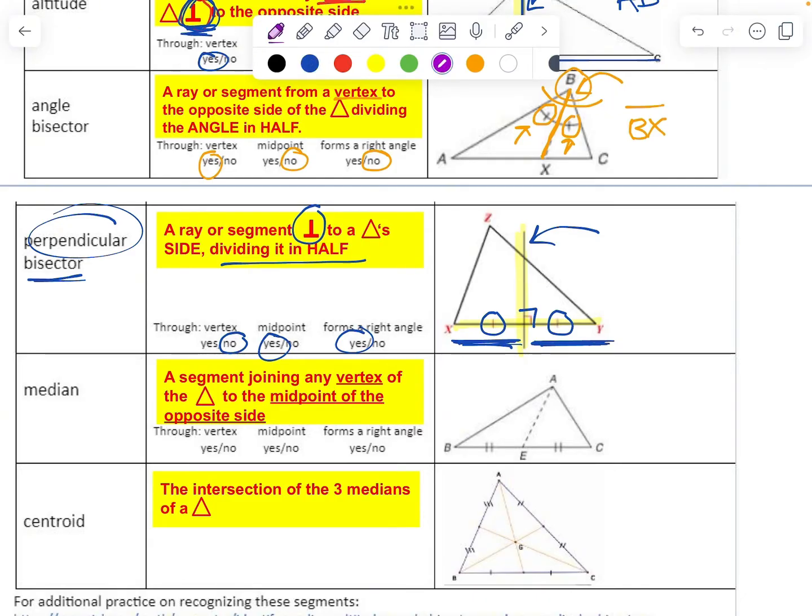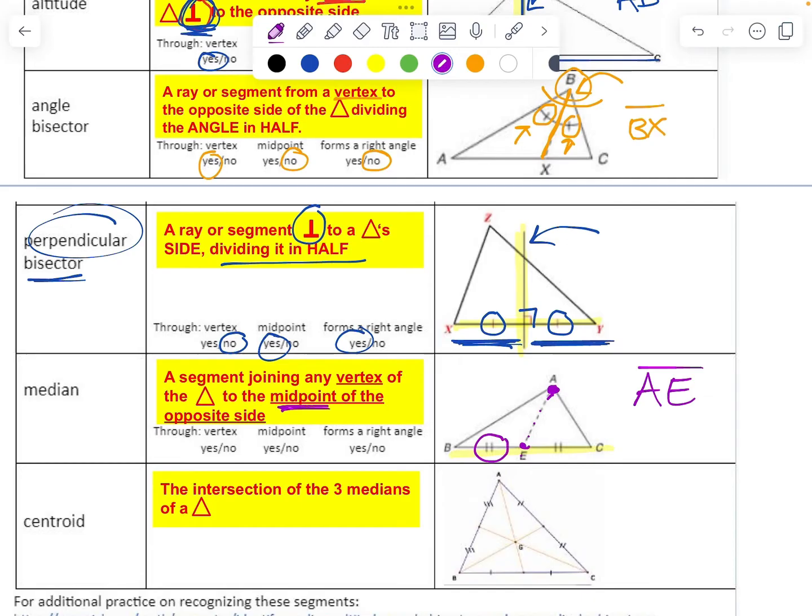Median. A median is a segment joining any vertex of the triangle to the midpoint of the opposite side. So it's going to be from A to E, that segment from A to E is this right here. So we start out at the vertex, and it says midpoint of the opposite side. So the opposite side is all the way over here from B to C, and we are cutting that in half. It's the midpoint. Midpoint means the middle. So that's where E is in the middle.